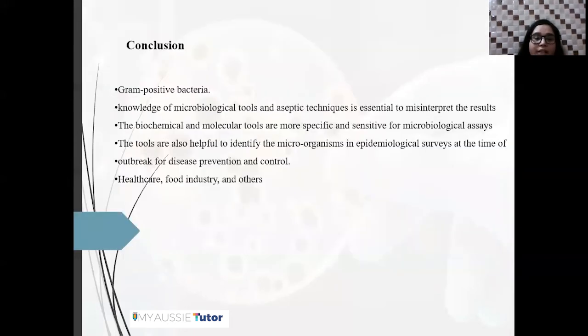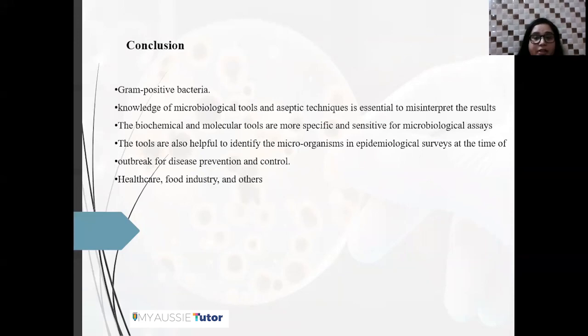So to conclude, we can say that the identified bacteria was gram positive, which was clearly identified with the help of gram staining, and the biochemical characteristics were identified with the help of the IMVIC test, which also indicates a Bacillus bacteria. And further, with the help of 16S rRNA, it was clear that the bacteria was Bacillus cereus. So the knowledge of microbiological techniques and aseptic techniques is essential in order to not misinterpret the results.